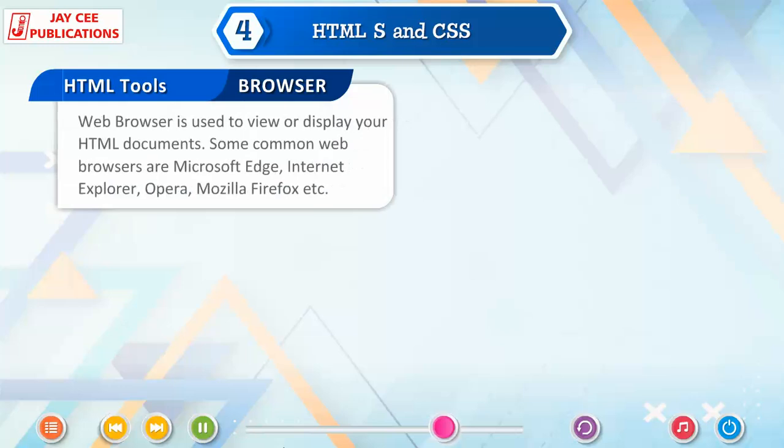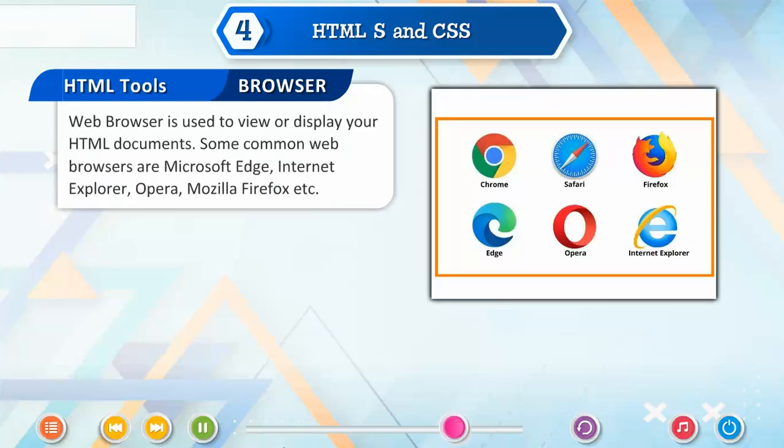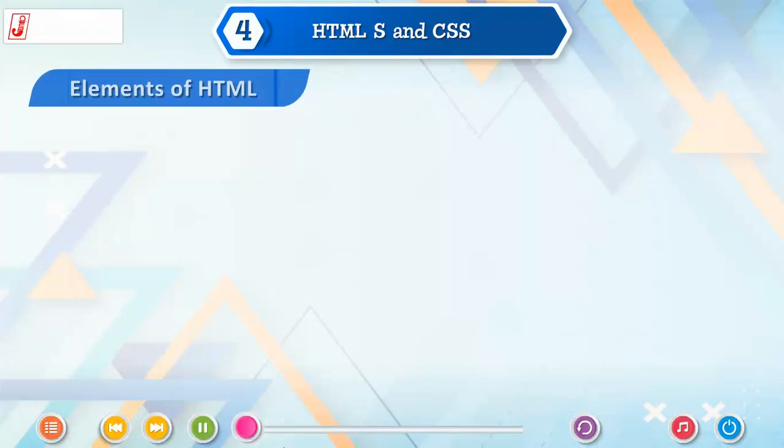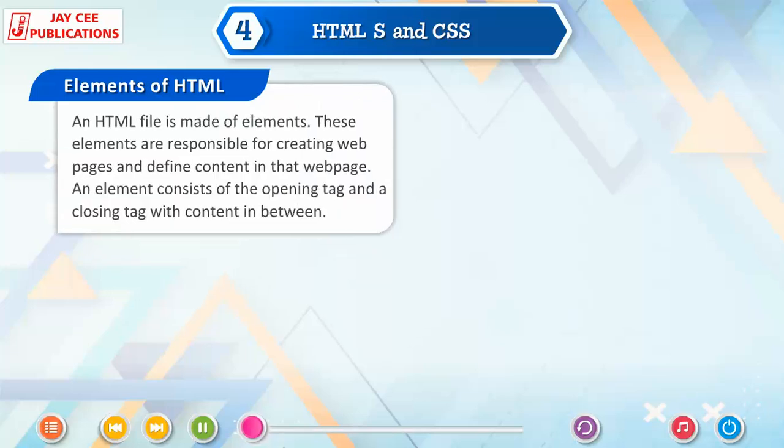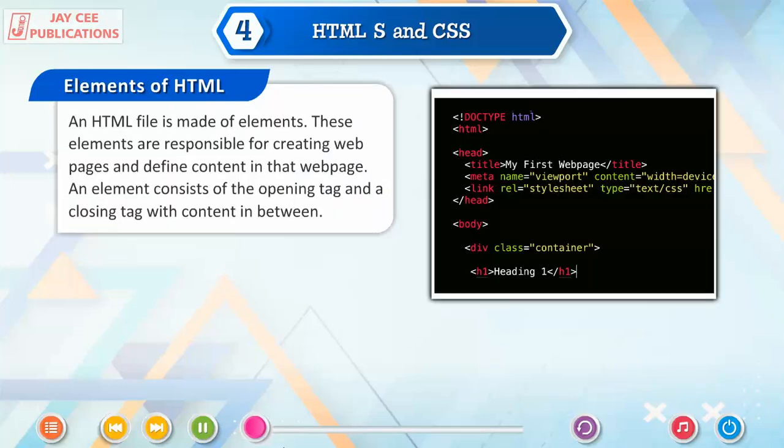Browser. A web browser is used to view or display your HTML documents. Some common web browsers are Microsoft Edge, Internet Explorer, Opera, Mozilla Firefox, etc. Elements of HTML. An HTML file is made of elements. These elements are responsible for creating web pages and define content in that web page.